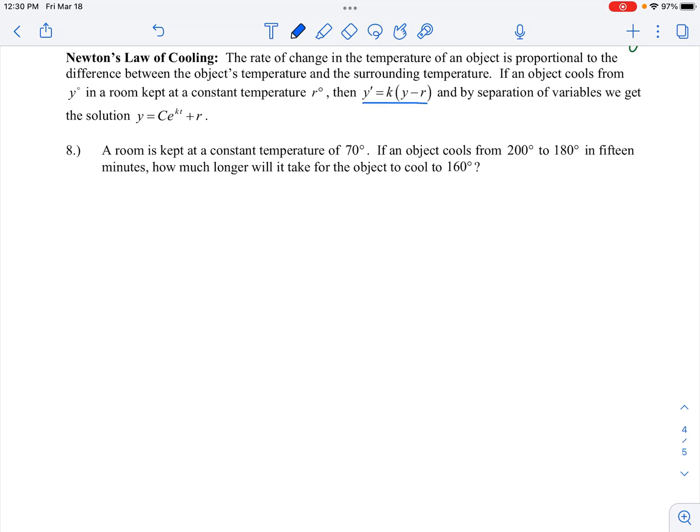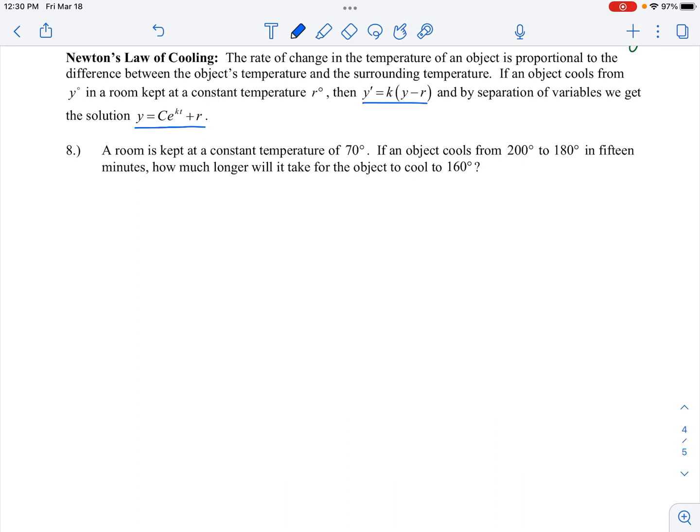So if an object cools from y degrees in a room kept at a constant temperature of r degrees, then we have the derivative is equal to k times y minus r. And by separation of variables, we can get to this solution equation that you see down here. We're not going to prove that that is in fact the equation, but we could do the separation of variables and eventually get to this general solution. So how does this work in a specific situation?